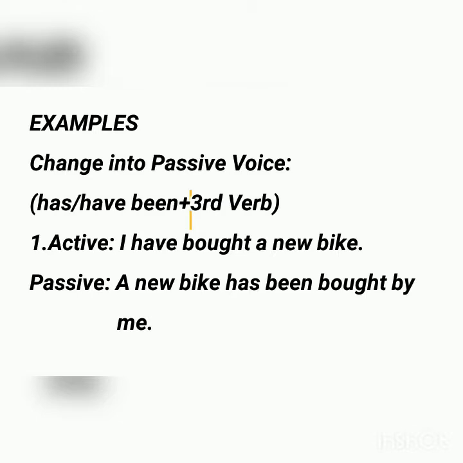Let's change into passive. We'll start with a new bike. Since a new bike is a singular noun, we have to use has. Then been bought by, I will change into me. A new bike has been bought by me.